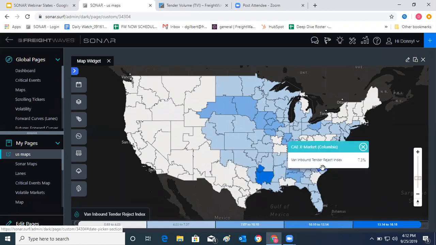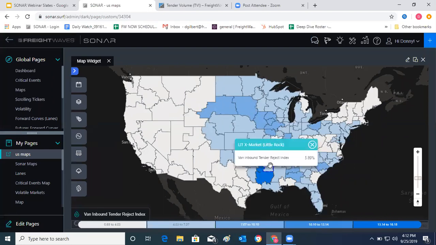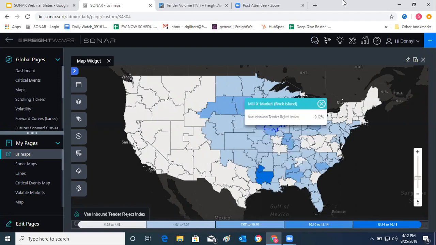Over here, we have Columbia, South Carolina, 7.13% tender rejection rate. So it's a little bit elevated, but there's some resistance to go there, but not a lot. But you always want to check this out, and this will help you understand what's going on in the outbound market, because you always want to know for pricing, what loads do a carrier want. When you find the best loads for a carrier, you get the better rates and you get the best services. So that's our inbound tender rejection rates.